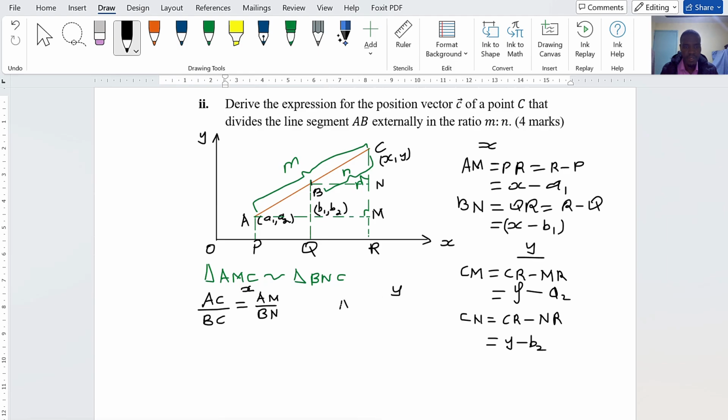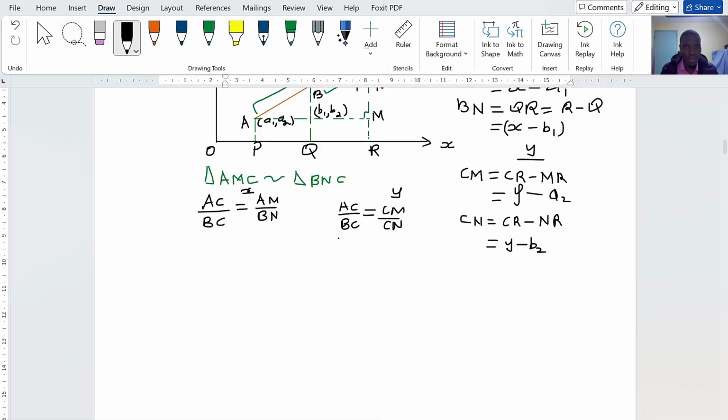Still AC over BC is the same as the height for the bigger triangle, which is CM, divided by the height of the smaller triangle, which is CN. So we are going to work out this one the way we did before with the other one. Let's do that, and we can also separate this. Okay, let me not have many lines.